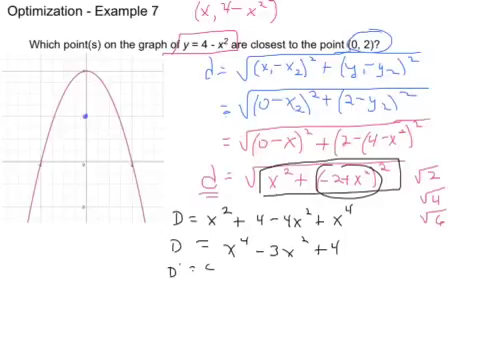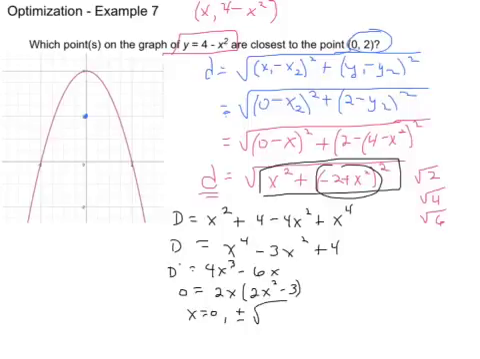So D prime is 4x cubed minus 6x, and set that equal to 0 and solve. I'm going to pull out the common factors, so I'll pull out a 2x, and I'll have 2x squared minus 3. And so x will equal 0, and x will be plus or minus the square root of 3 over 2. Now I need to decide if all three of those points are closest to the point 0, 2, or if only one of them is, or maybe two of them are. So I'm just going to do my sign chart.